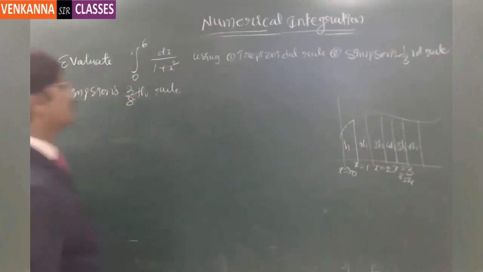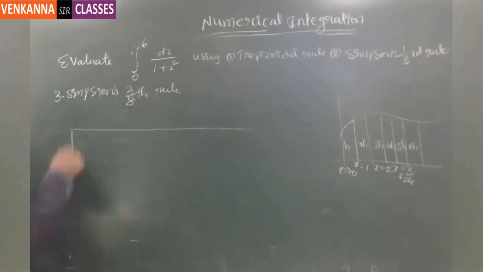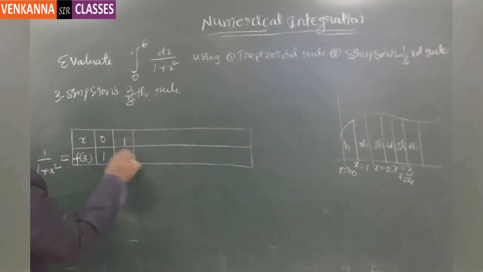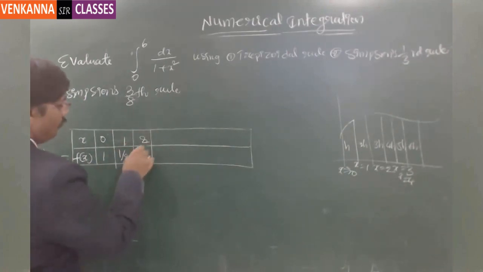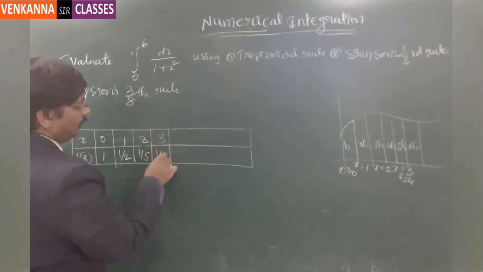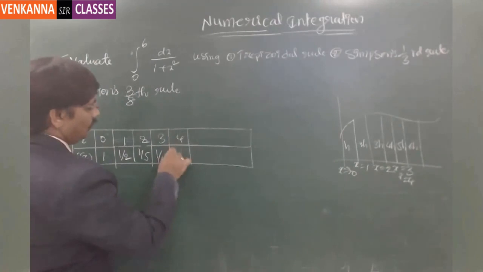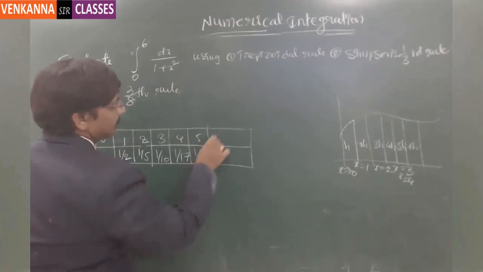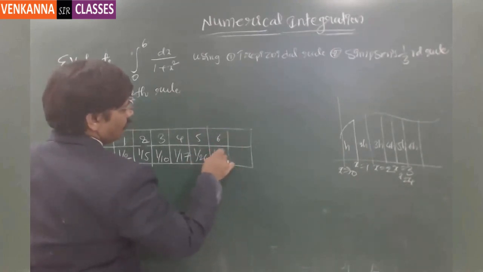Now here, this table we can prepare by calculating the corresponding values. This is the x value and this is the f of x value. So f of x is 1 by 1 plus x square. If x equal to 0, then this is going to be 1, and if x equal to 1, then this is going to be 1 by 2, and if x is equal to 2, then this is going to be 1 by 5, and 3, 1 by 10, and 4, this is 1 by 17, and 5, 1 by 26, and 6, so this is going to be 1 by 37.